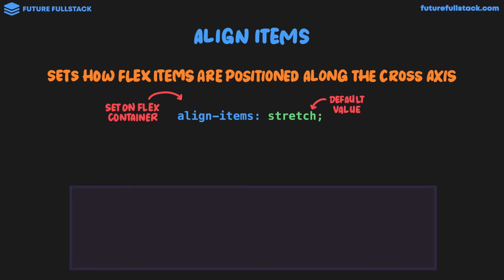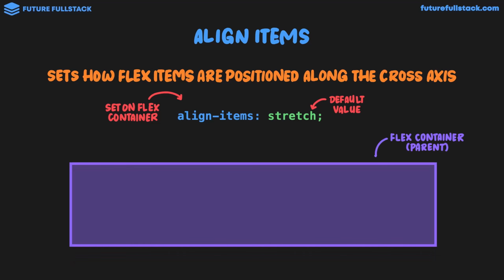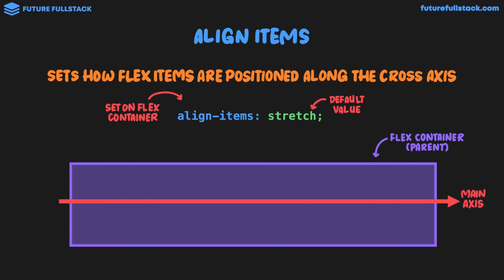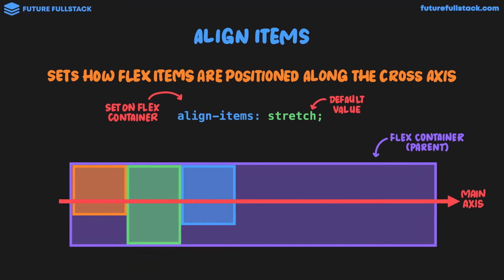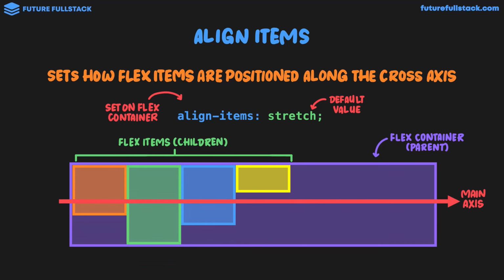So let's take a look at our Flexbox diagram. We have our Flex container, which is the parent. We have our main axis, which in this case has a flex direction of row, which means it's running from left to right. We then have our different Flex items, which we know are the children. And we have our cross axis, which runs perpendicular to our main axis. And align items is all about the positioning along the cross axis. So justify content, which we looked at previously, is about spacing and alignment along the main axis. And align items, which we're going to be looking at now, is about positioning and spacing along the cross axis.